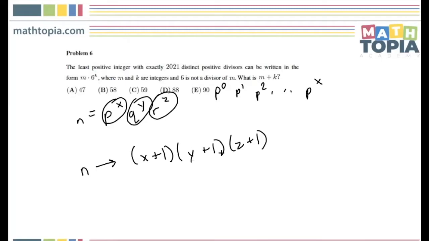This can be extended to any number of exponents. In this case, there's exactly 3, but if there were 4, let's say there was a new term like s to the w, then we would just add on w plus 1. So really, n could be a number p to the power of 2020, because in that case we would just add 1 and get 2021. But obviously, even if we set p to the smallest prime number 2, 2 to the 2020 is a huge number. Like, I'm talking really big.